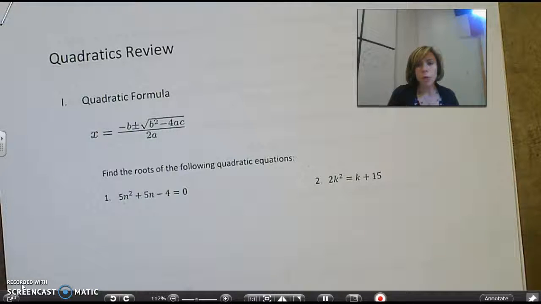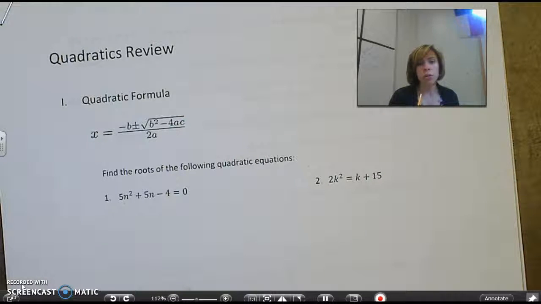Hi guys, so I am going to put up a review of all of the stuff that we went over with quadratics. So we did 5 topics. We did quadratic formula, we did applications of quadratics, we did key attributes of quadratics, writing quadratics, and then finally we did translation and vertical compression, vertical stretch.